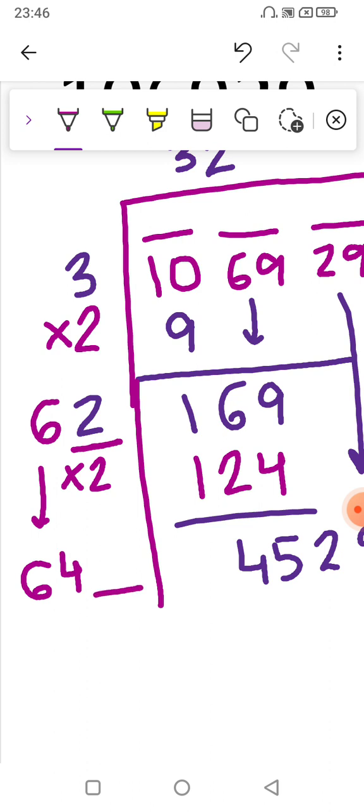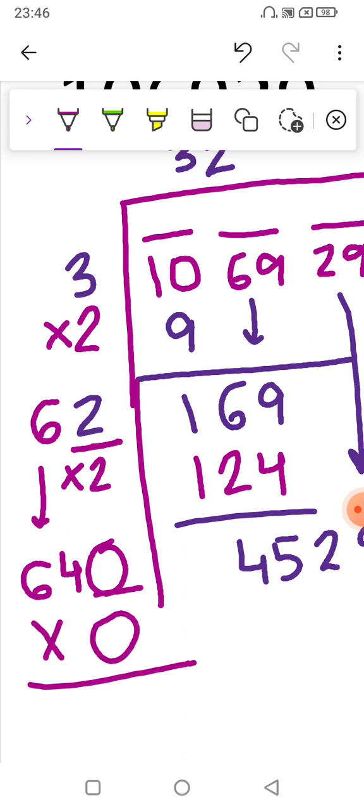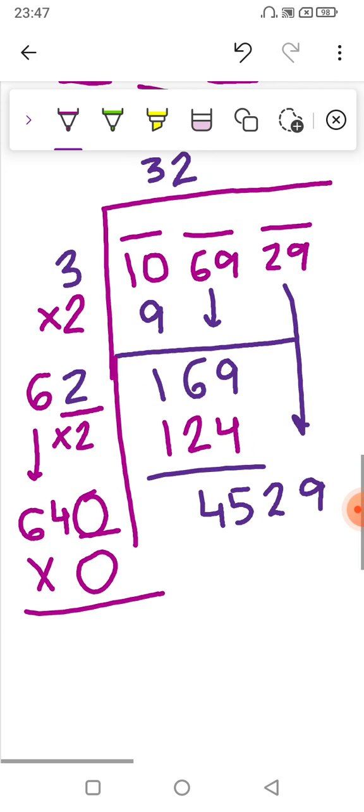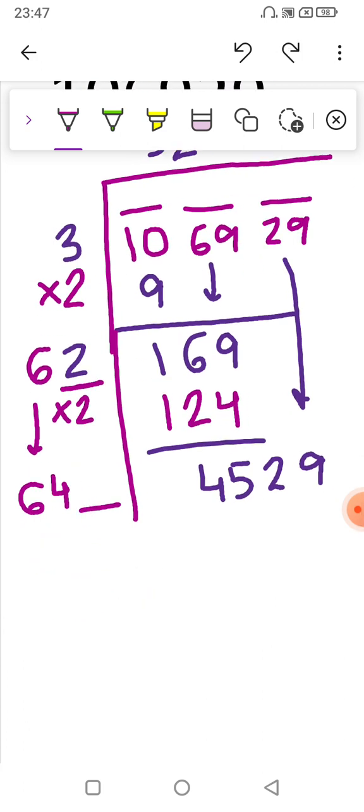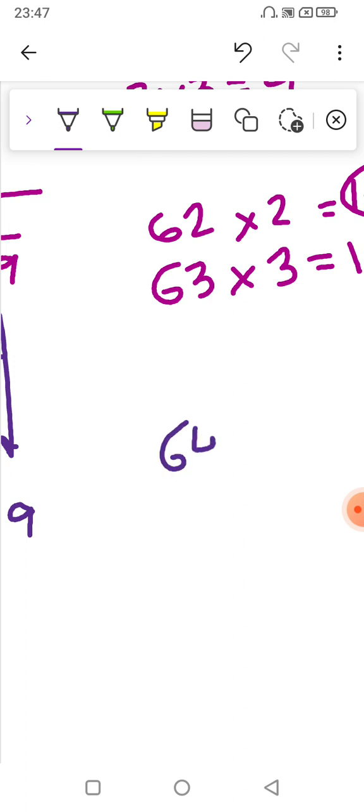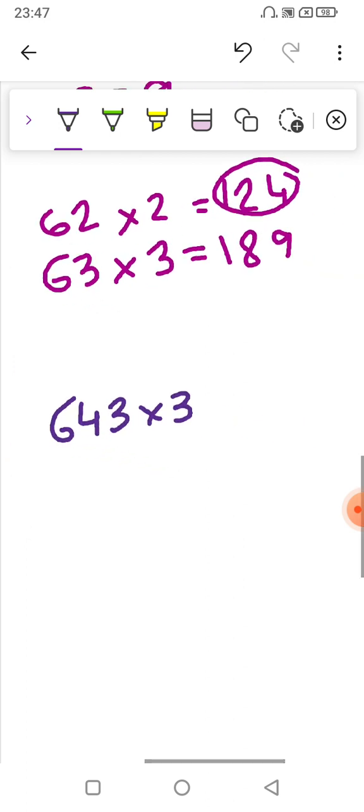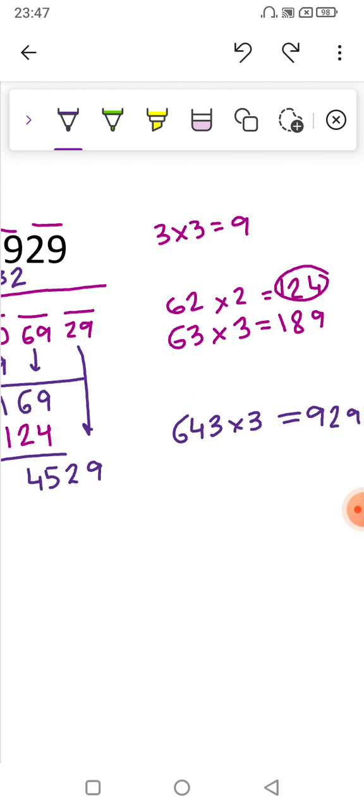And there will be something over here. And whatever digit will be over here, we have to multiply it with the same digit to find out the number closest to 4529. So let's do it. 64, and after this let's add 3. Let's see. If we multiply 643 with 3, we will get 1929. Not at all close to the number that we have, 4529.